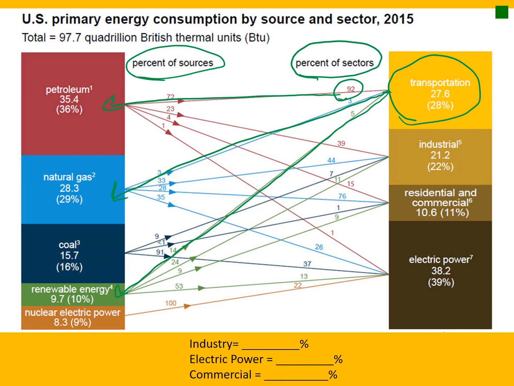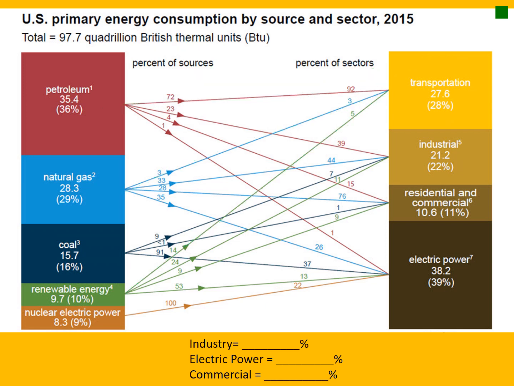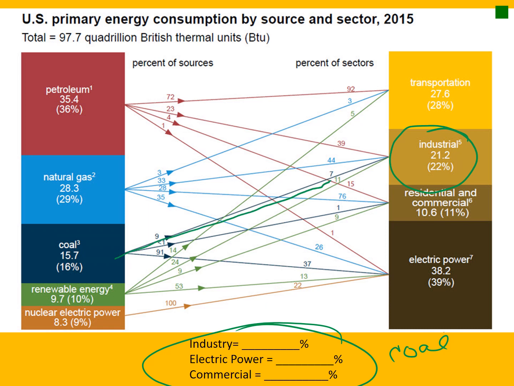All right, so let's answer the questions about industry. But we're focused, obviously, on coal for this unit. So what percentage of industry gets its energy from coal? We're going to be on this side of the graph, looking for coal, which is this dark blue one, and its percentage is 7%. So 7% of industry gets its energy from coal.